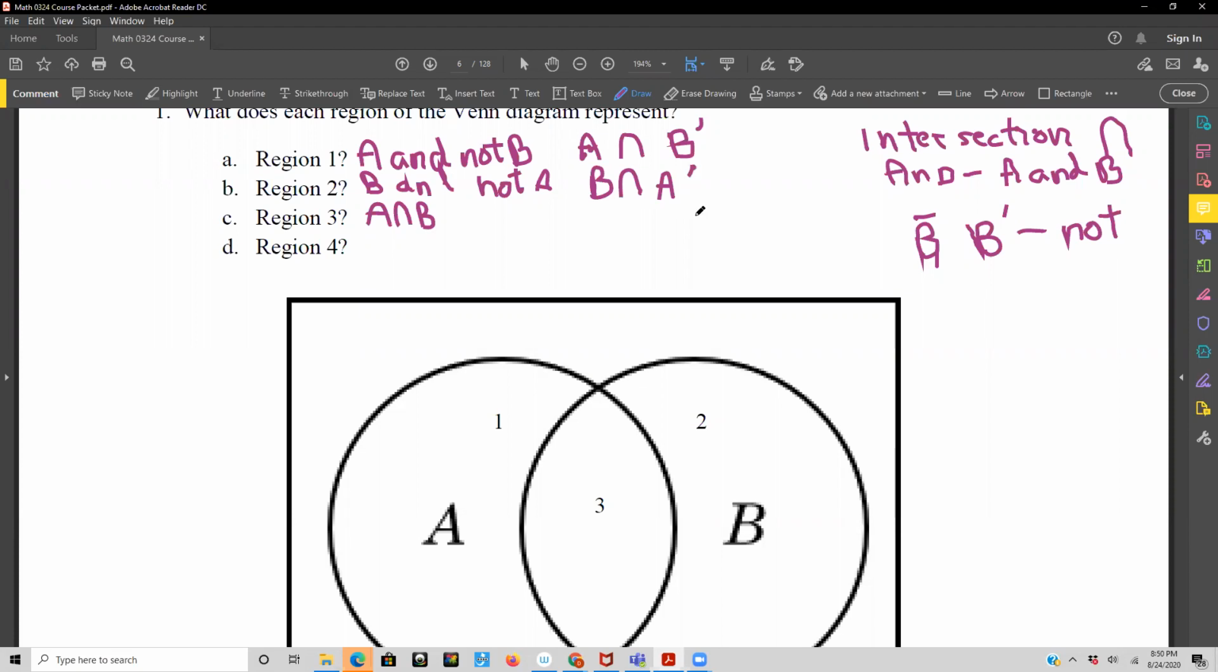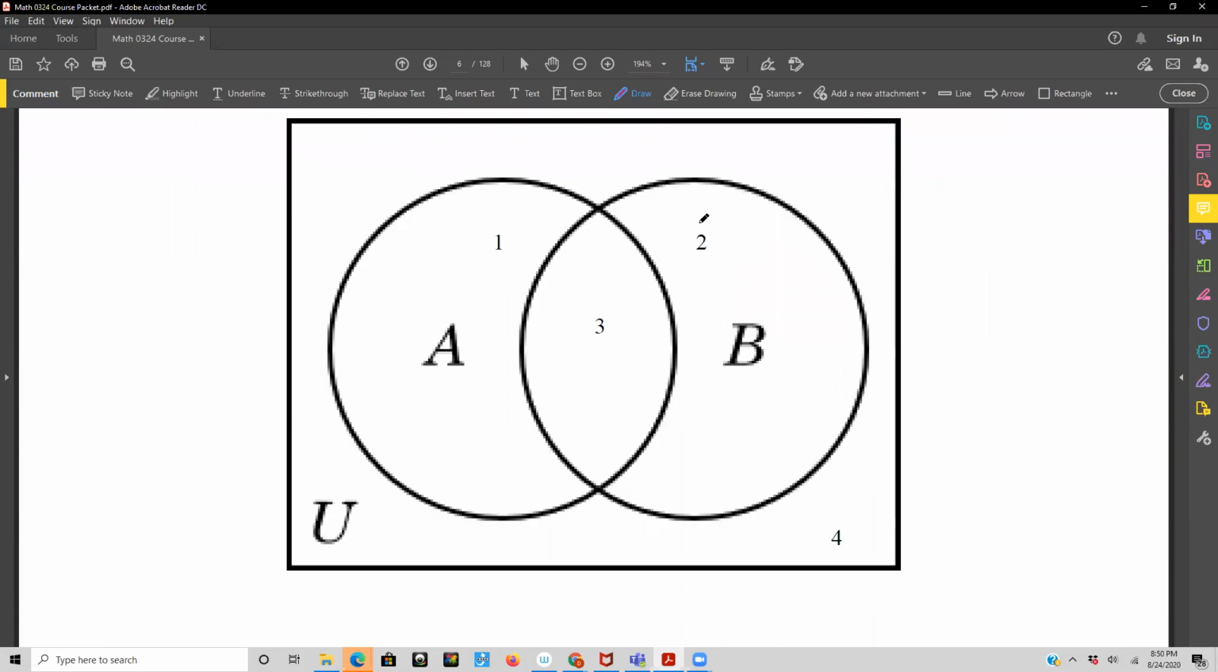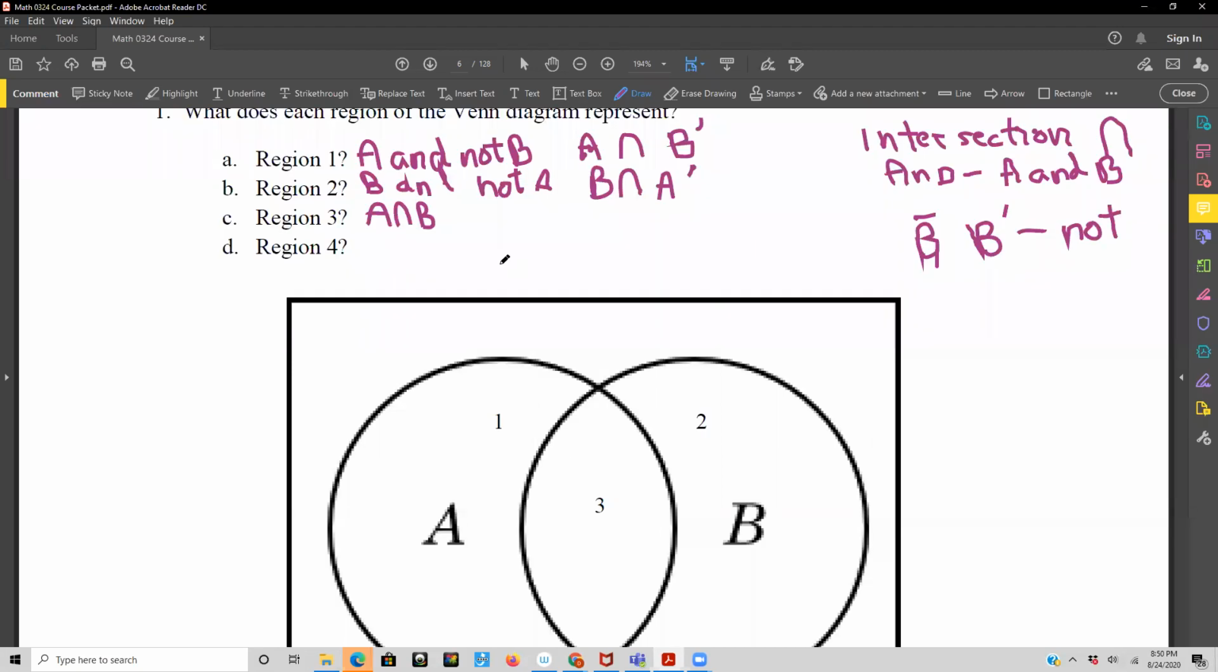Okay, so region 4. Region 4 is everything that's not in A and not in B. Now, there are several ways to say that. I could say it's not in A and it's not in B.